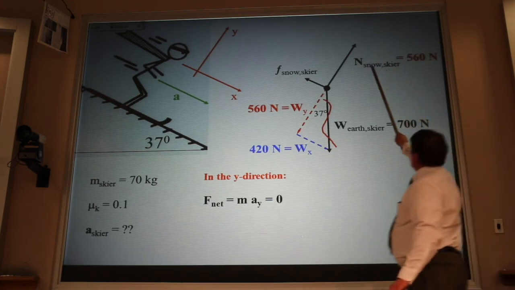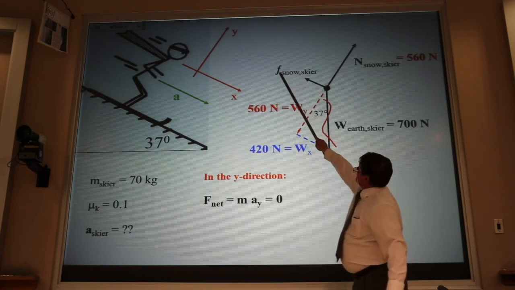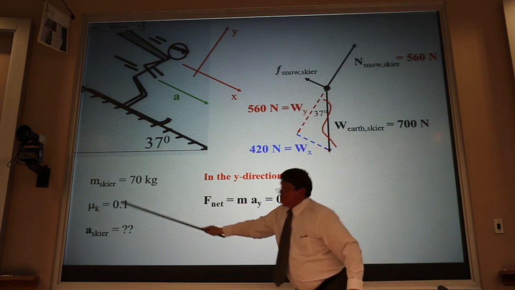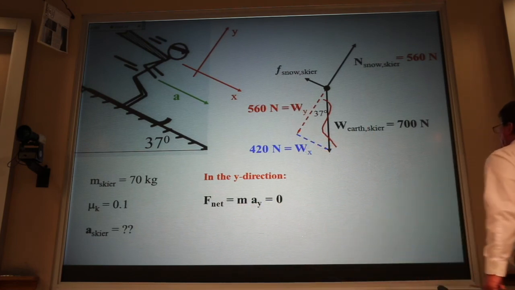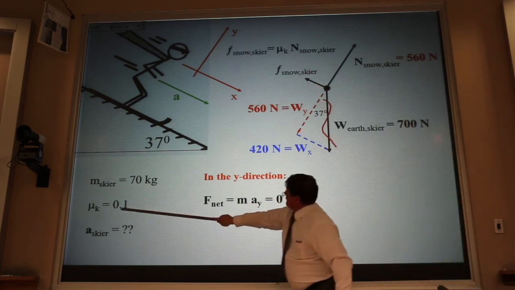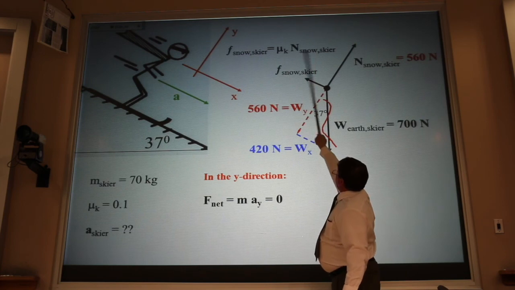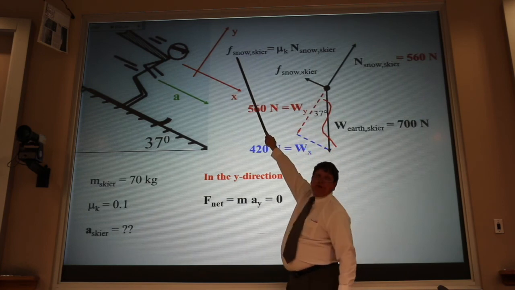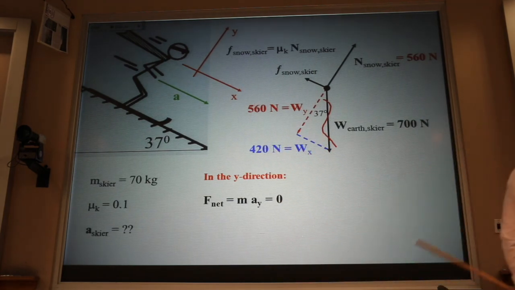Once I know the normal force, I can find the friction force because I have this coefficient. I just take the normal force and the coefficient and I multiply them together. That's the friction. If I take a tenth and multiply it by 560, I get 56.